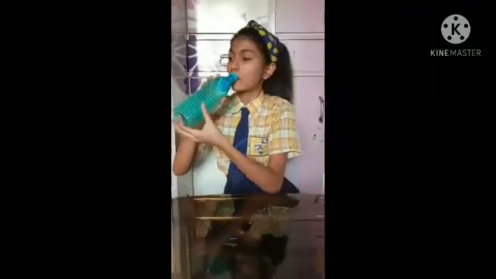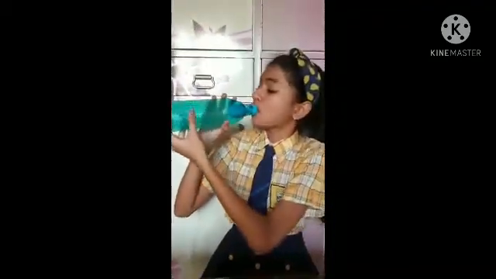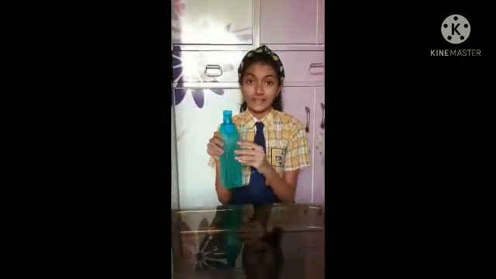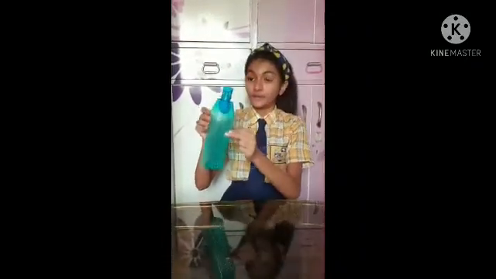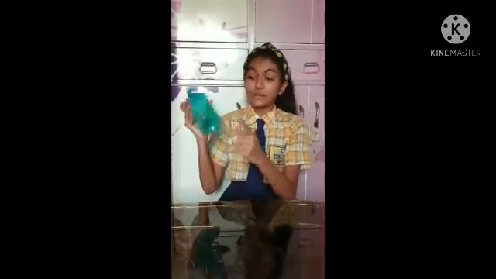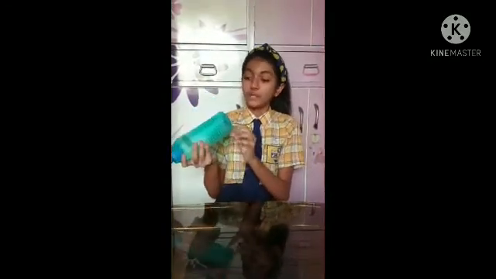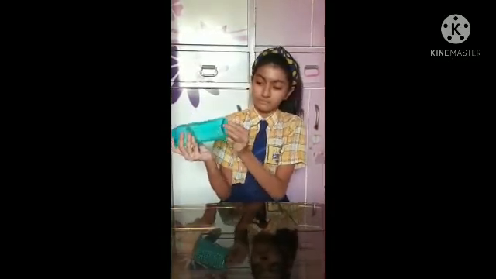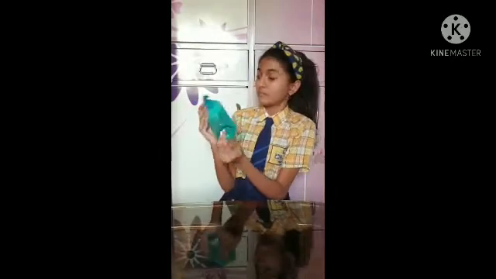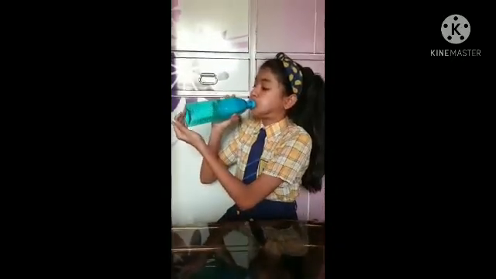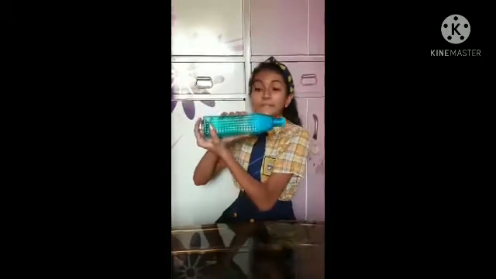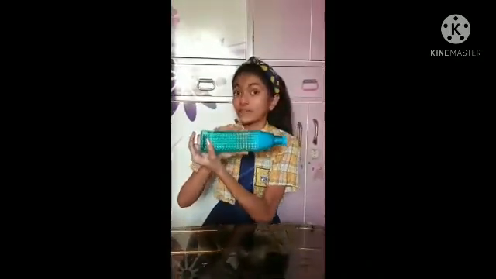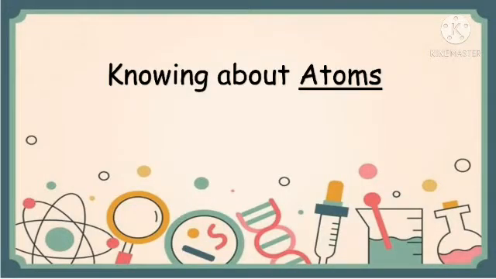So let me try blowing it. As you have seen, this is not blowing. The reason behind this is there is no space for air to enter from the top because the balloon is coming in, and from the bottom I covered it with a tape. So let me try it after removing the tape. So the shape is maintained, and the reason behind this is the bottle is stronger than the elasticity of the balloon.